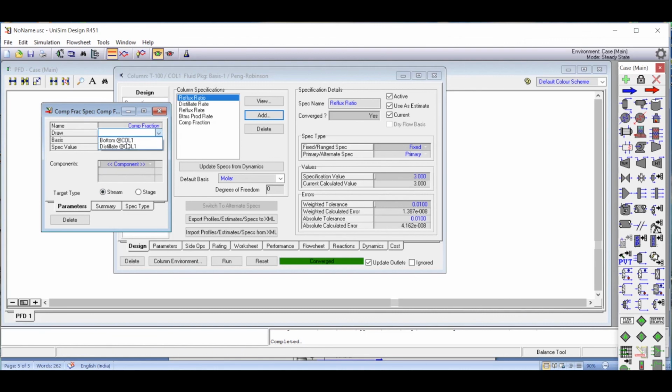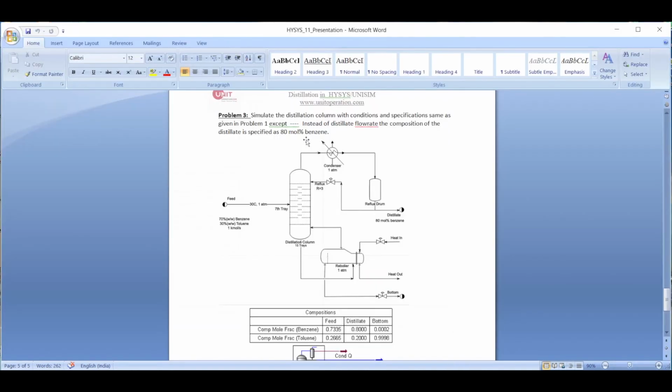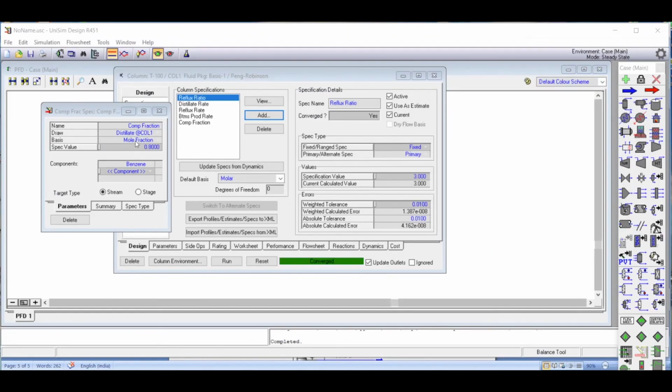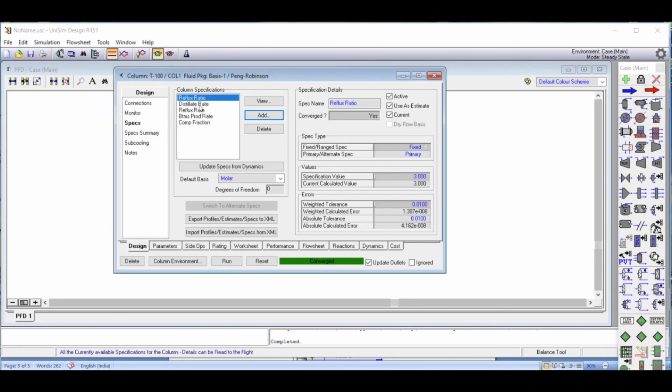And what is the stream here? The stream is the distillate, whose composition we are going to define. And for which component? Here, automatically the component comes in, so this will be benzene. And what is the value here? The value will be 0.8, because that's what it says. If you go to the problem here, you can see that instead of the distillate flow rate, the composition of the distillate is specified as 80 mole percent benzene. So we have defined that in the distillate, the mole fraction of benzene is 0.8.